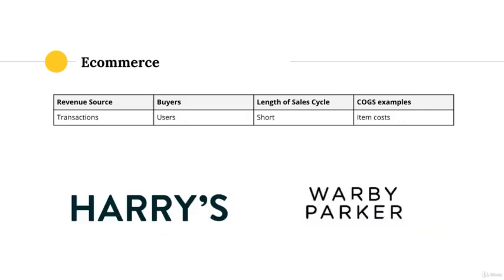We also have e-commerce. This is a transactional model targeting users. The length of sales cycle is actually very short, and COGS in this case would be looking at the cost of the physical items. So Harry's is a great example of this, as is Warby Parker, the sunglasses company.